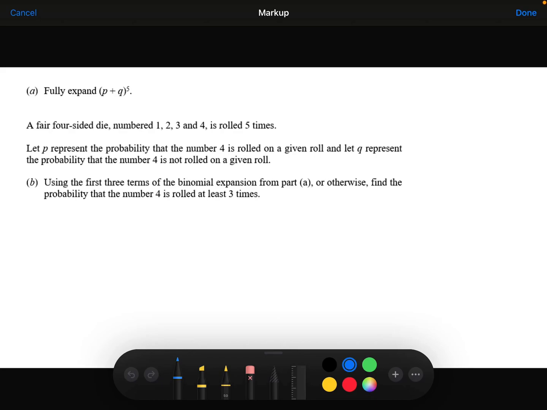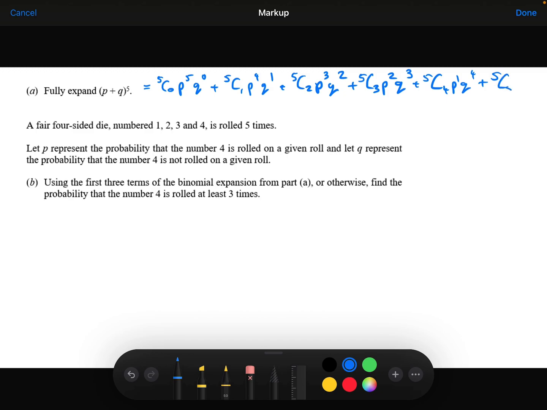Part A, fully expand (p + q) to the power 5. So we're going to use the binomial formula for this. So we'll start off with 5C0, p to the power 5, q to the power 0, plus 5C1, p to the power 4, q to the power 1, plus 5C2, p to the power 3, q to the power 2, plus 5C3, p to the power 2, q to the power 3, plus 5C4, p to the power 1, q to the power 4, plus 5C5, p to the power 0, q to the power 5.